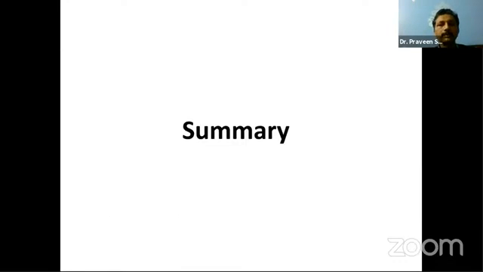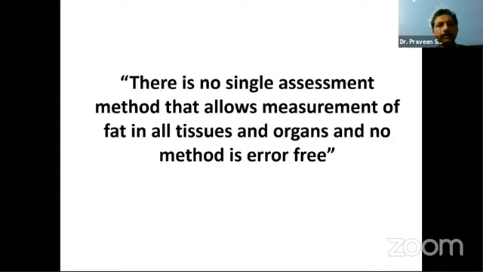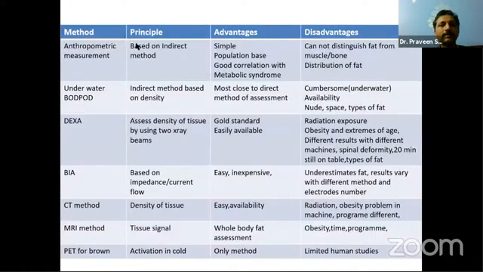To summarize, in the last, I have made a table: there is no single assessment method that allows measurement of fat in all the tissues and organs. The anthropometric measurements are based on an indirect method. They are simple and population based. They show good correlation with the metabolic syndrome, but they cannot distinguish fat from muscle or bone, and the distribution of fat cannot be detected.